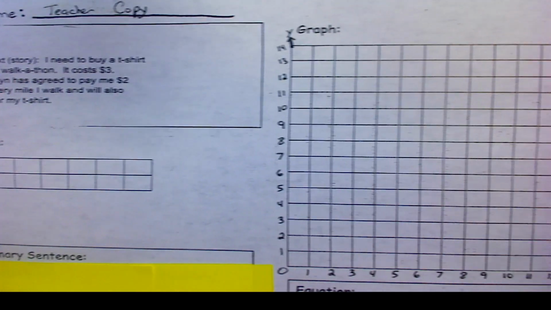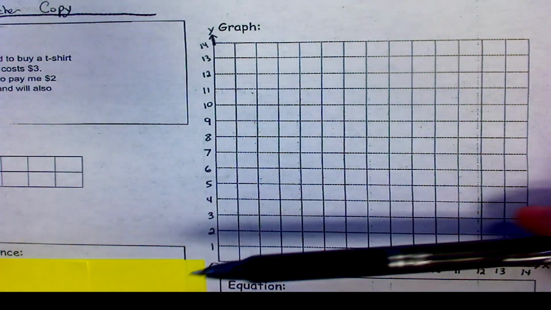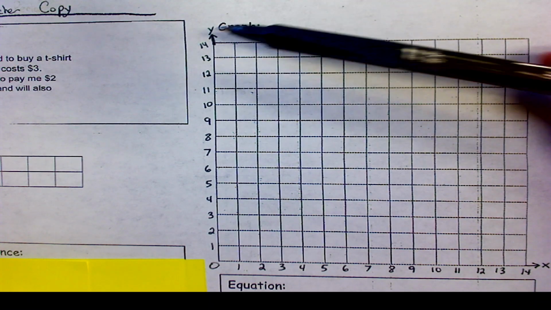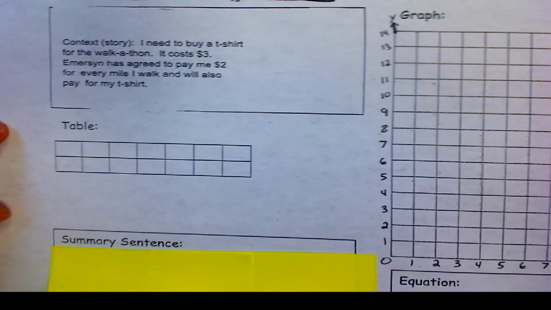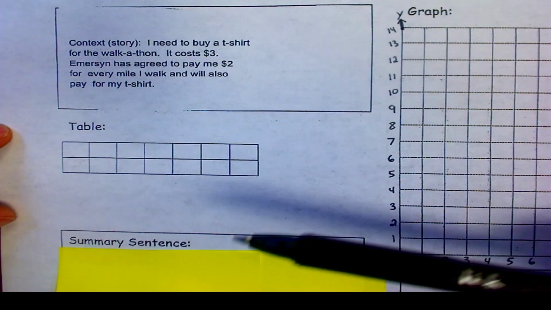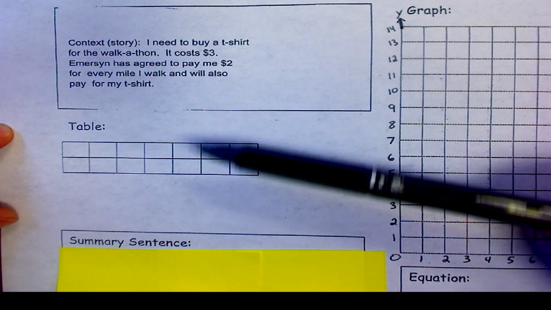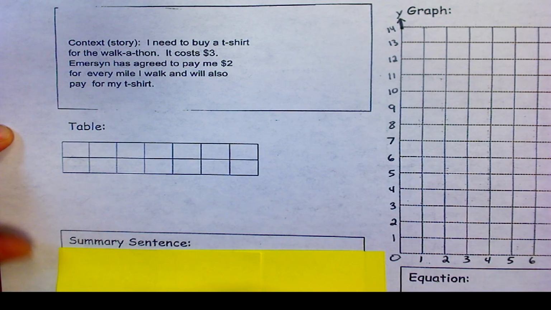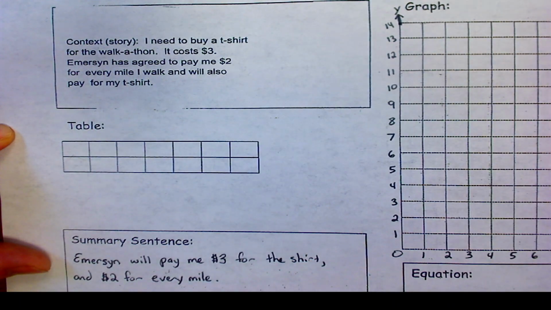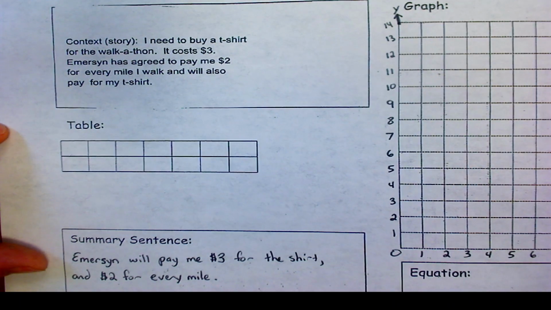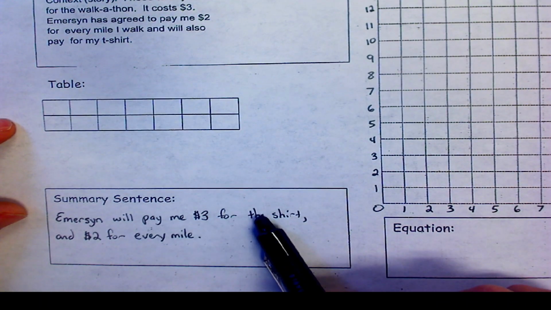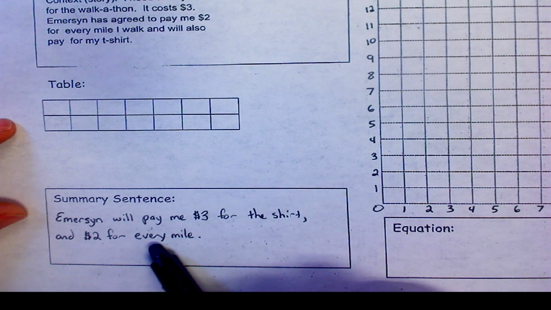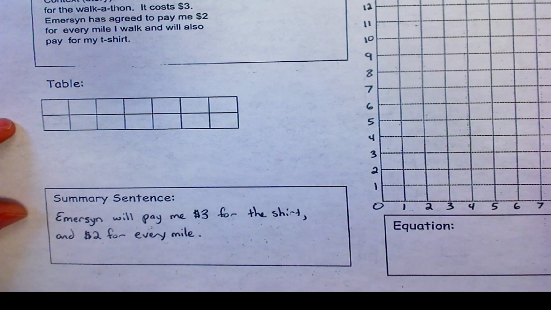Now hopefully you've already taken care of your graph here. You've numbered it properly, you've labeled your y-axis and your x-axis. And so now we can launch straight into what we need to do every single time, and that is take this story problem and summarize it into a sentence. So it should represent this information. Maybe it's a little bit different than mine, but it should mean the same thing. Emerson will pay me $3 for the shirt and $2 for every mile. And that's talking about the miles that I would walk, right?